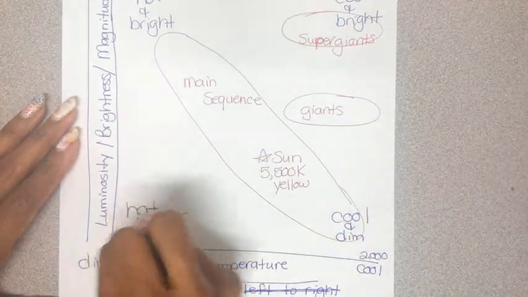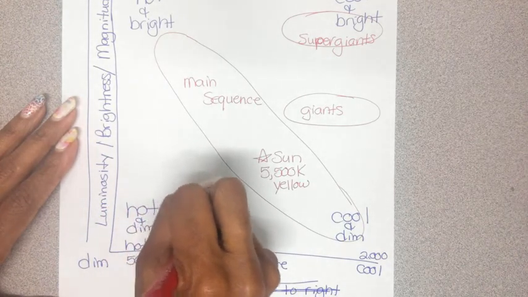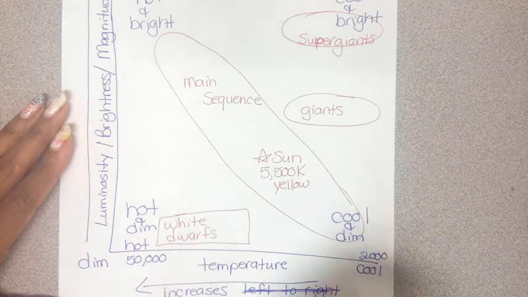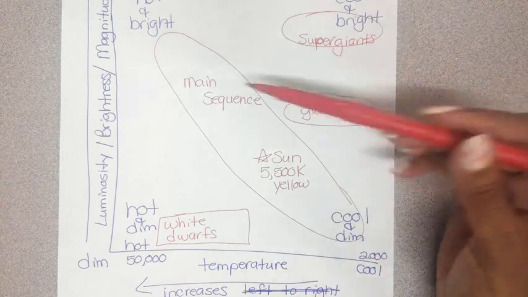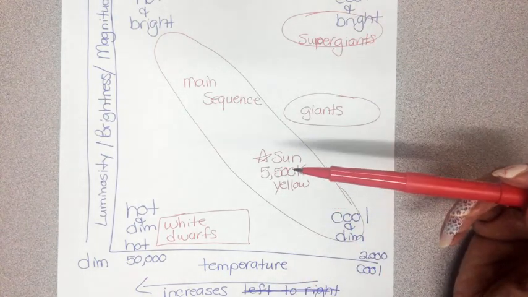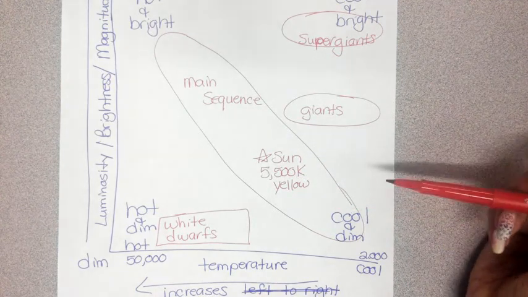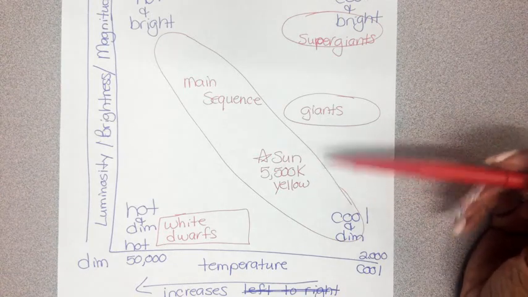And then over here, you're going to have your white dwarfs. So you will need to know in general where these are located on an HR diagram. Okay, and do know this information about the sun.